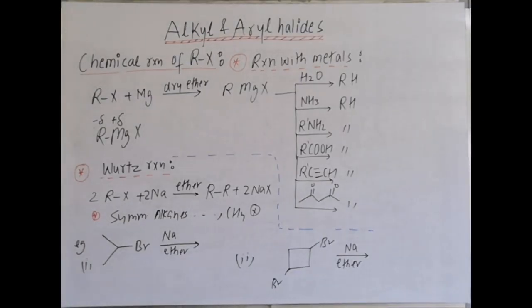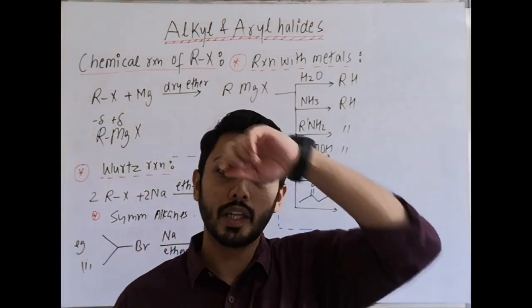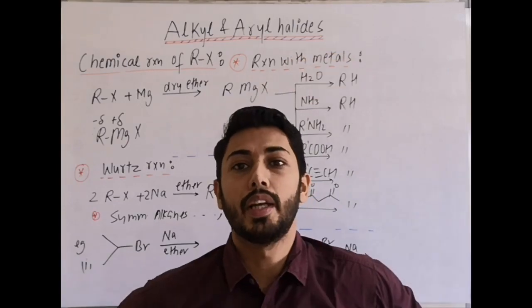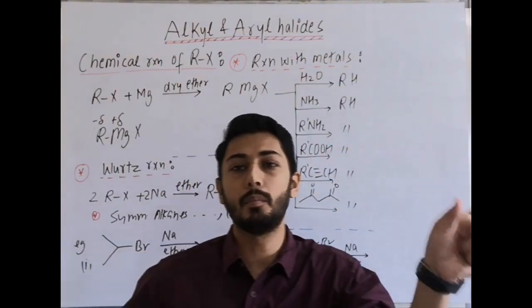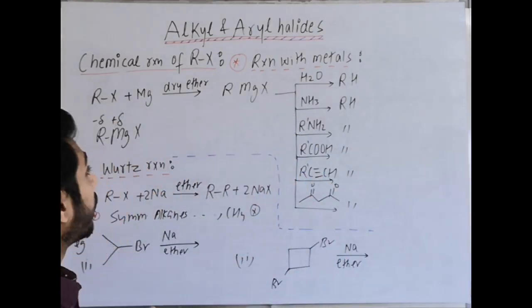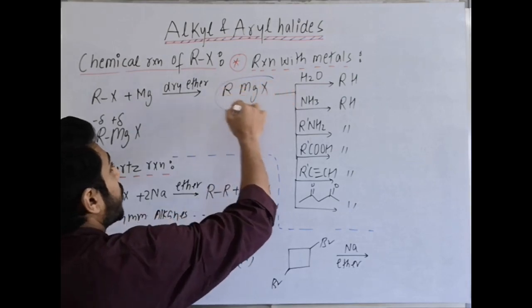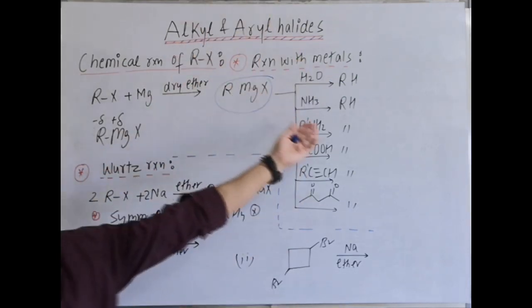Now next is the reaction of alkyl halides with metals. Important is the formation of Grignard reagent. Alkyl halide with Mg in dry ether gives a very important organometallic compound, that is Grignard reagent RMgX, with a carbon to metal bond, an organometallic compound. This is very important for the reactions. It can be used to prepare alkanes, and we can prepare alcohol also.